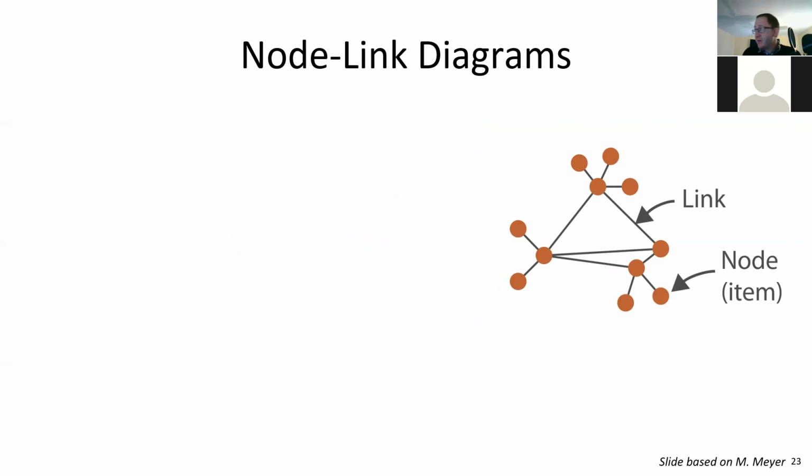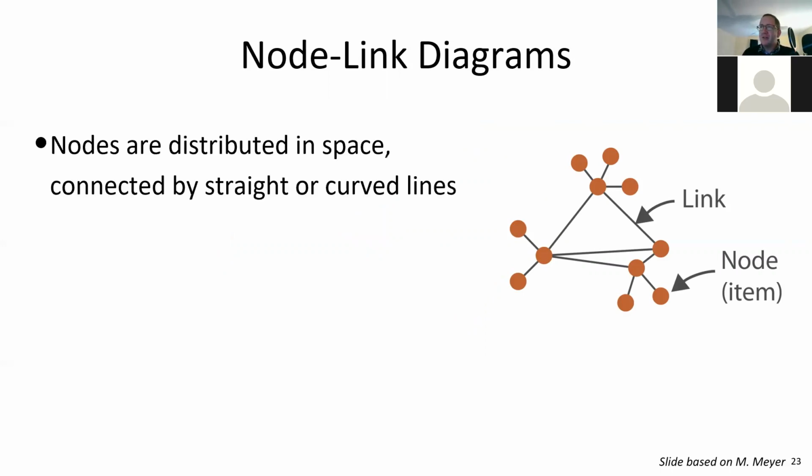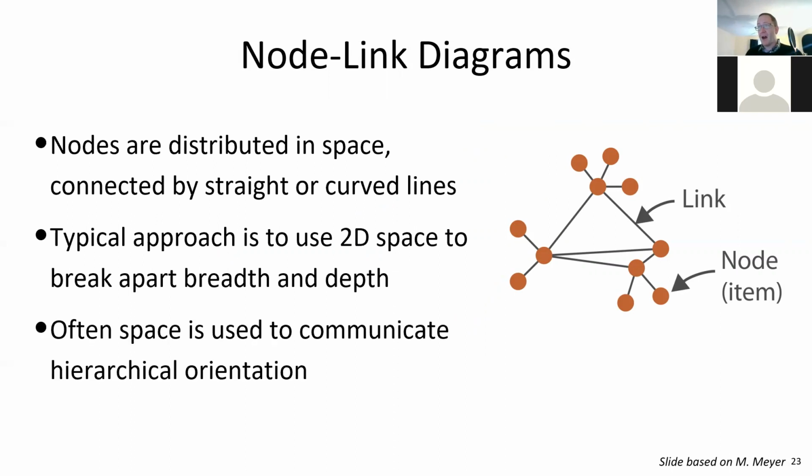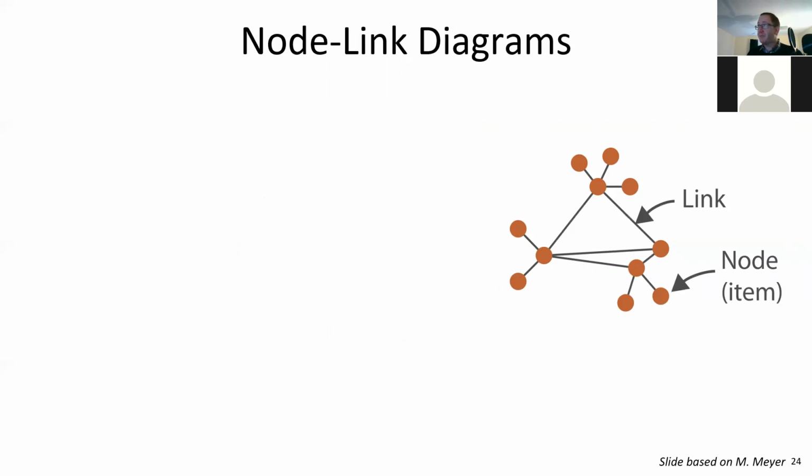Previous instructors at Northeastern. We all sort of share things. So with node-link diagrams, what we want is nodes distributed in space, connected by straight or curved lines. And what we try to do is avoid breaking that apart. A typical approach is you put it in 2D space, and I want to break apart the breadth and the depth. I don't really have any 3D depth to this thing. And we're trying to show hierarchical information if we can.